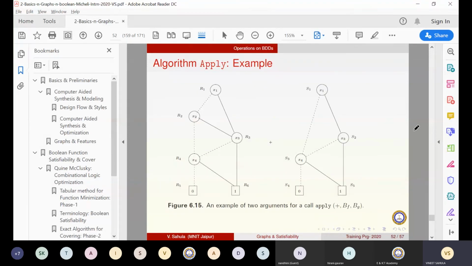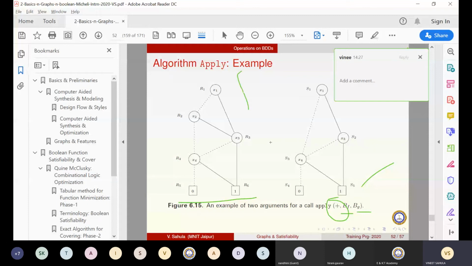Just the last two slides. If you have two BDDs, fine. Here, one BDD is this, which we call BF. This is another BDD, which we call BG, and we want to join them. The requirement is to compute F1 OR F2 without going through expressions, through graphs only. That is feasible. We start with F1 here and F2 here, and try to do this operation between those two vertices, R1 and S1.